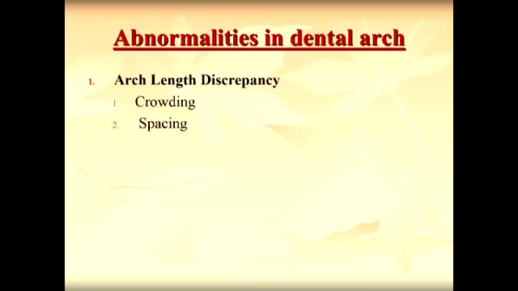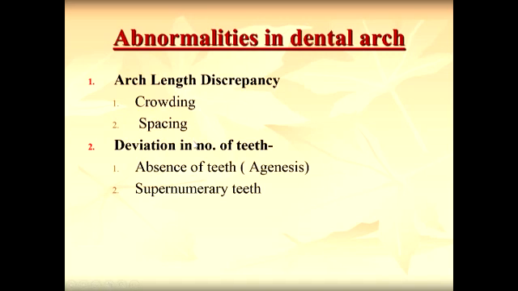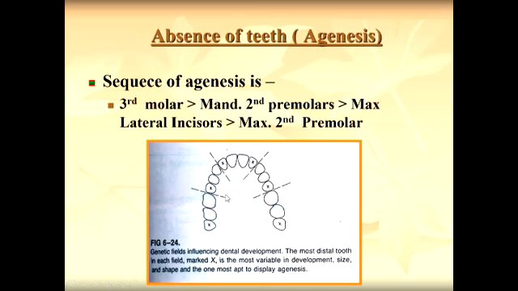Now we talk about the anomalies in the dental arch. There are different anomalies in the dental arch: length discrepancy, like crowding or spacing. Also, deviation in the number of the teeth, absence of the teeth (agenesis), and supernumerary teeth of different types.